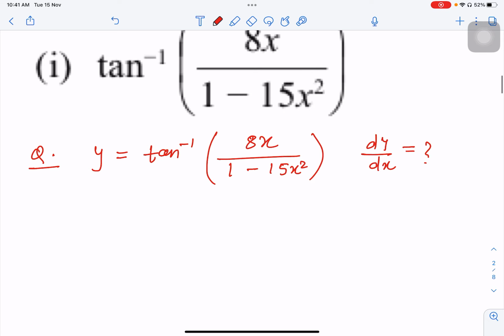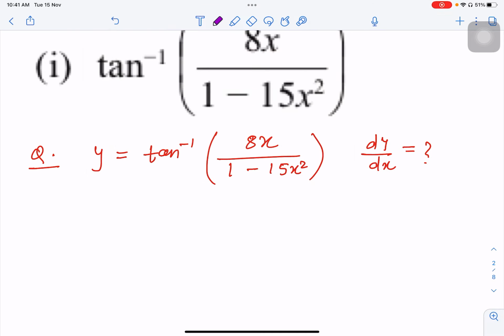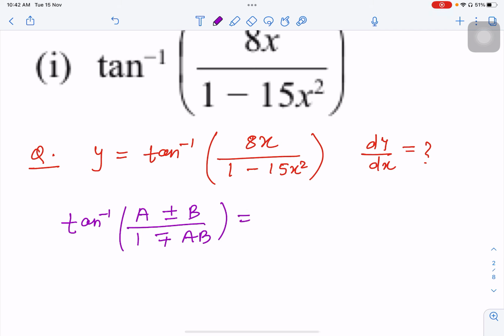Before we solve this sum, we need to know a very important formula which we are going to use. What is the formula? Tan inverse of a plus minus b over 1 minus plus ab is nothing but tan inverse of a plus minus tan inverse of b.